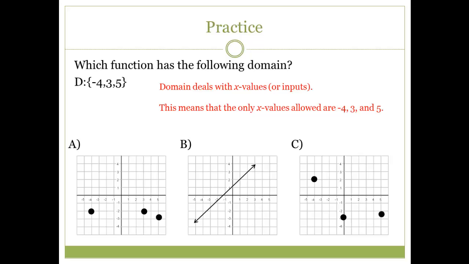The answer is not B because a line is just an infinite series of points right next to each other, meaning that it has x values at 0, 1, 2, 3, etc., and everywhere in between. The answer is not C because it has a point at x equals 0 on the y-axis. Therefore, A is our answer because it only has points where the x value is either -4, 3, or 5.